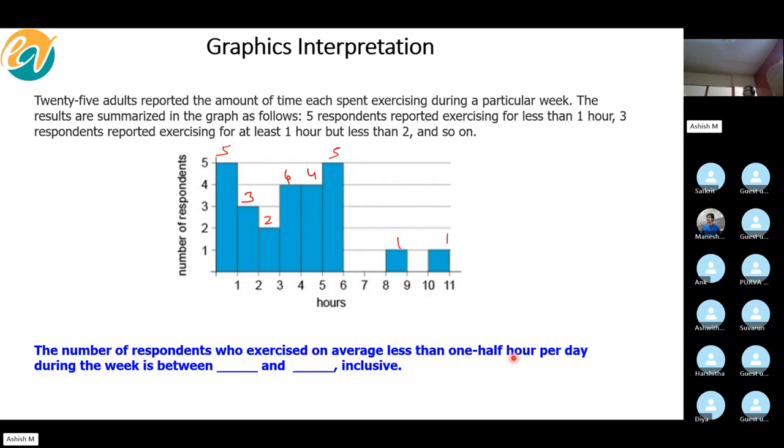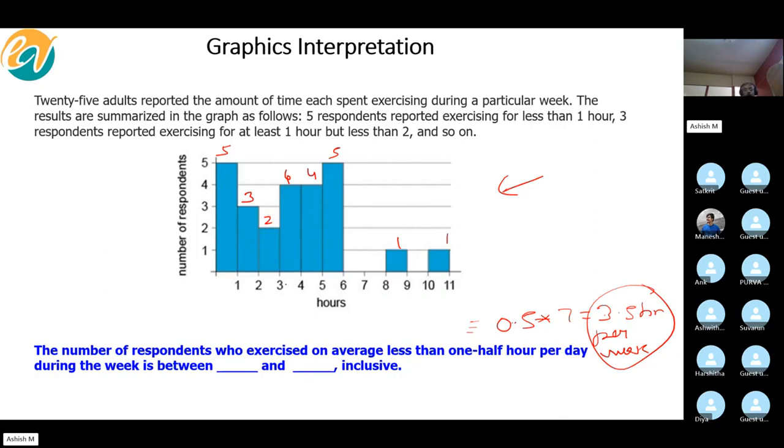So don't worry about weekdays or weekends here. 1 week is 7 days. So half hour per day, if someone exercises, that would be equivalent to half hour per day into the number of days, which is 3.5 hours per week. Now we have a symmetric comparison, right? This is also talking about week, and the graph is also talking about per week. So number of respondents who exercised at an average of less than 3.5 hours per week.